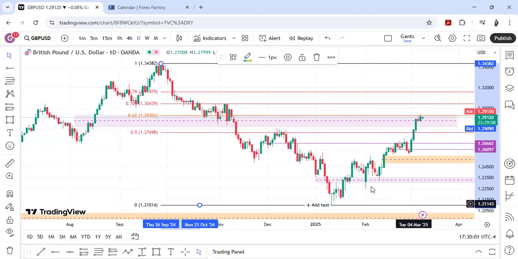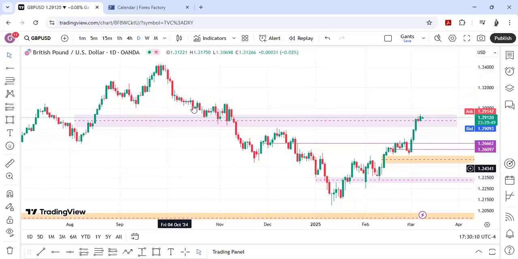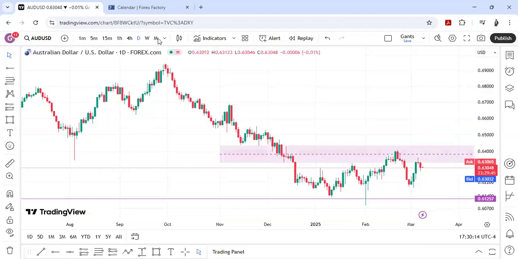But if the dollar just takes out that low, which is very easy for it to do, and then starts rallying higher, then this will consolidate here and then give up the ghost to start going lower. So our objective has been met as well. For cable, let's go to Aussie.